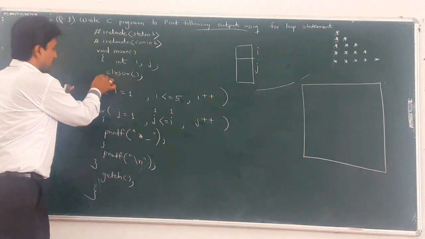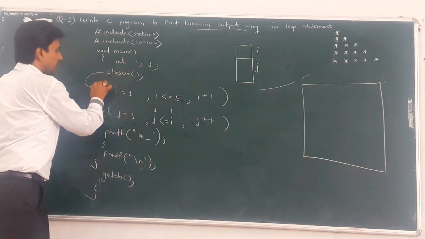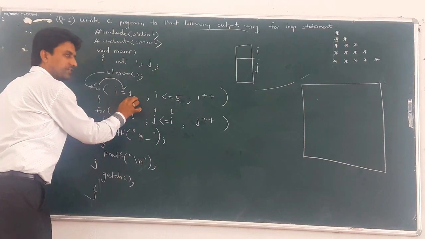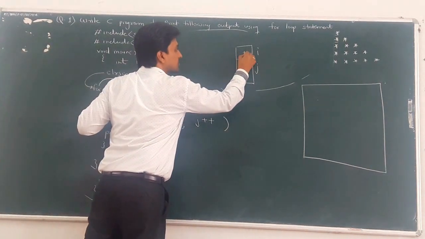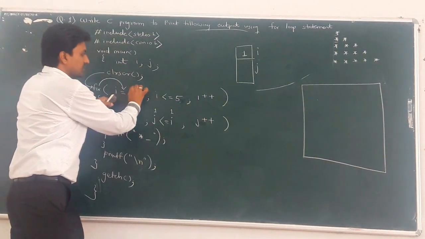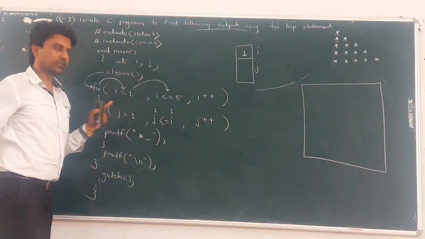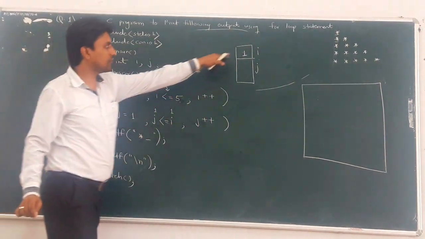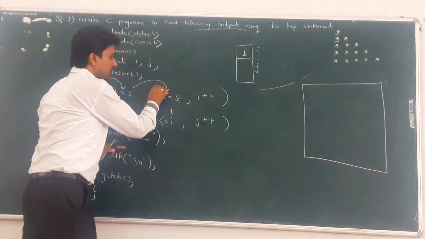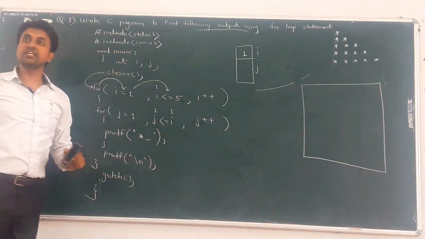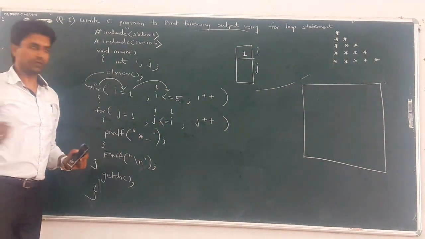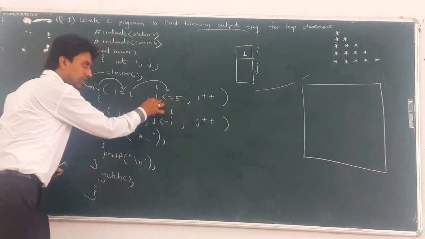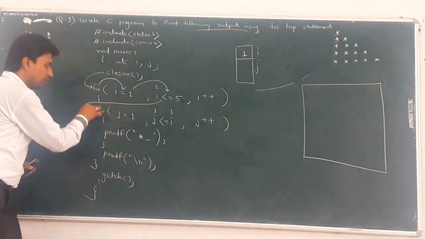Okay. Next statement. So what is the next statement? The for loop. First, what is the flow? i is equal to 1, so i becomes 1 now. Then what is the next part? Condition checking. What is the current value of i? 1. 1 less than or equal to 5, condition true. Then entry to the body of the for loop.